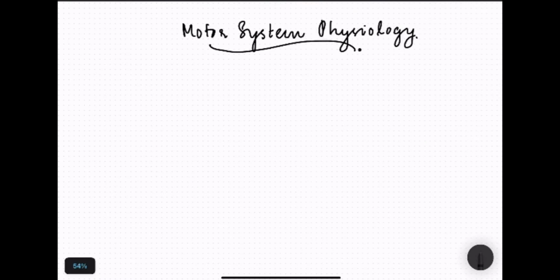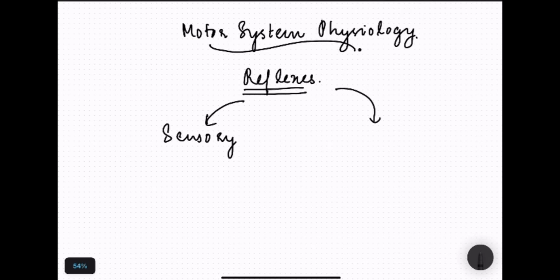So our topic today is motor system physiology. And in this topic, I'll be talking about reflexes. So we all know what a reflex is. A reflex is an involuntary response to any stimuli that the body receives, which brings about an action in response to that stimulus. So the reflex is composed of two parts, a sensory part and a motor part.